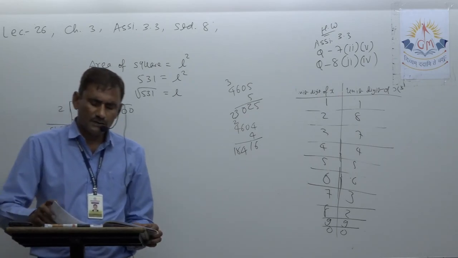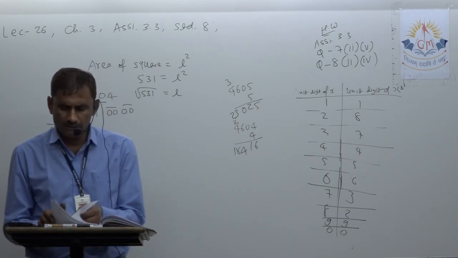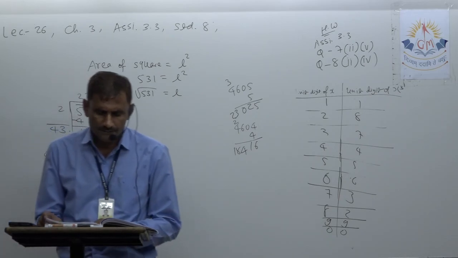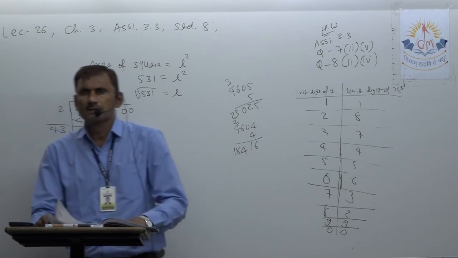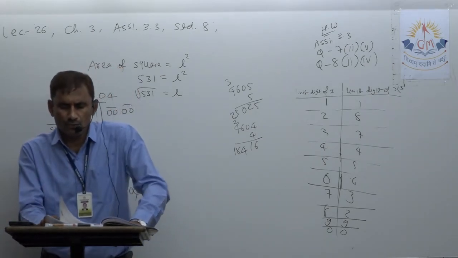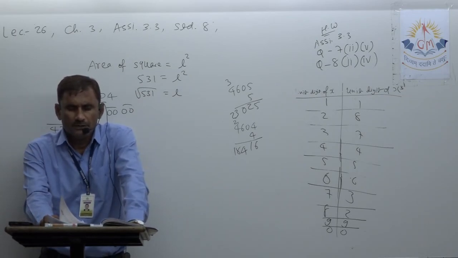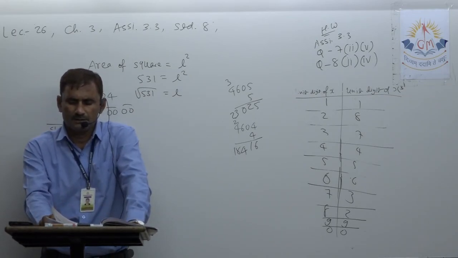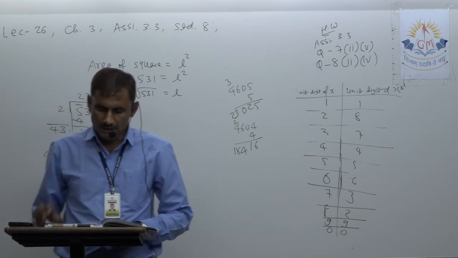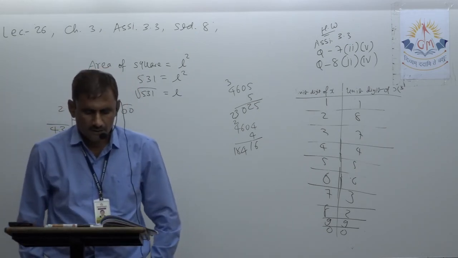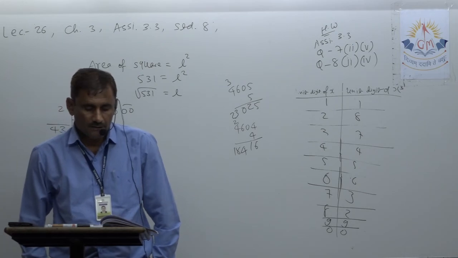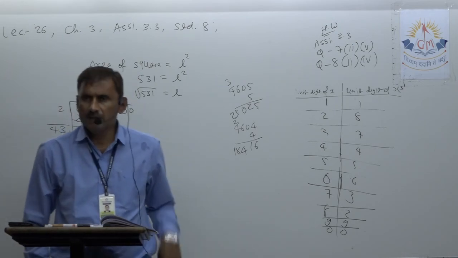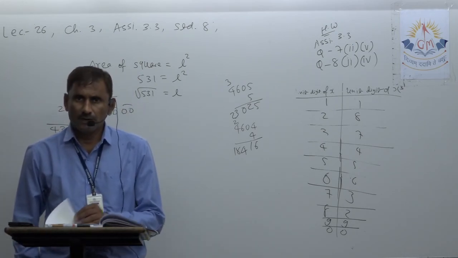Then some rules and patterns are also given there, you can verify them. And for finding square, there are two methods, column method and diagonal method. Okay, they are given on page number 52 and 53. You can revise it.